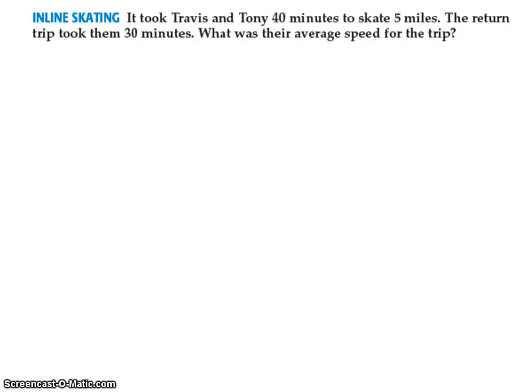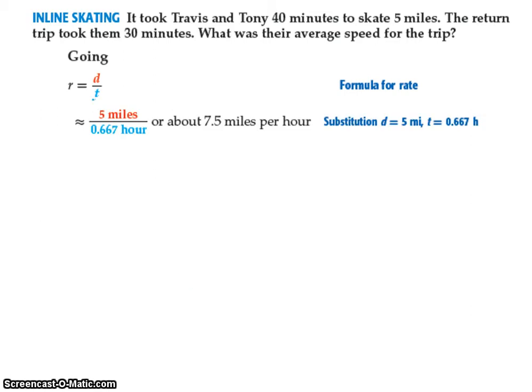Okay, it took Travis and Tony 40 minutes to skate 5 miles. The return trip took them 30. What is their average speed? Well, that is rate equals distance over time. Well, we want the rate, so we're going to put the distance over the time. And on the first one, it would be 5 miles over 0.667 of the hour, because 40 minutes over 60 minutes is where I get this decimal right here. Okay, because we want to know how much of the hour is used.